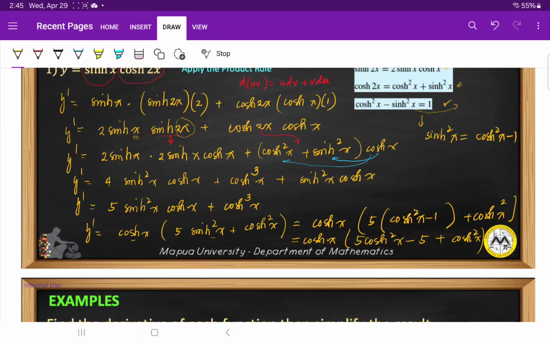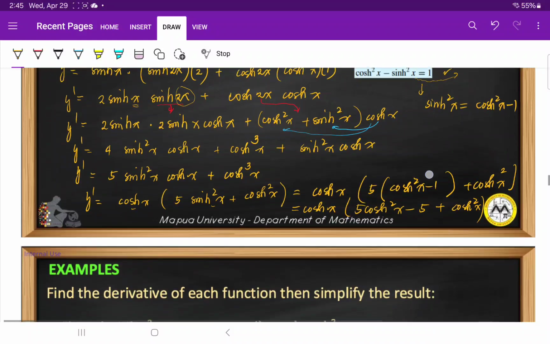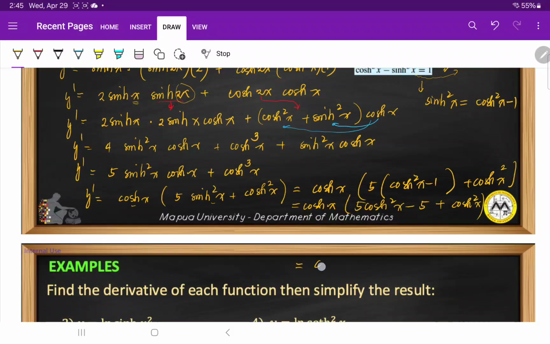Okay, so we'll have now, the final answer is hyperbolic cosine x times 5 plus 1 is 6, minus 5. So this is our final answer.